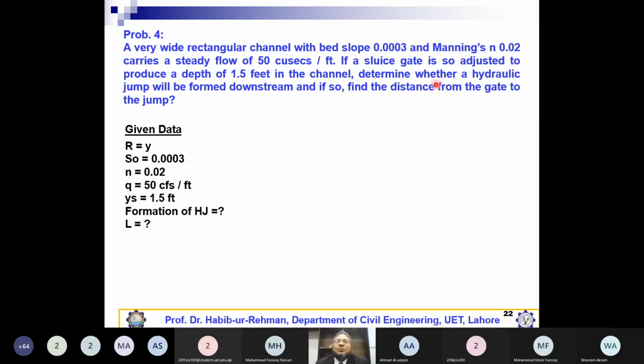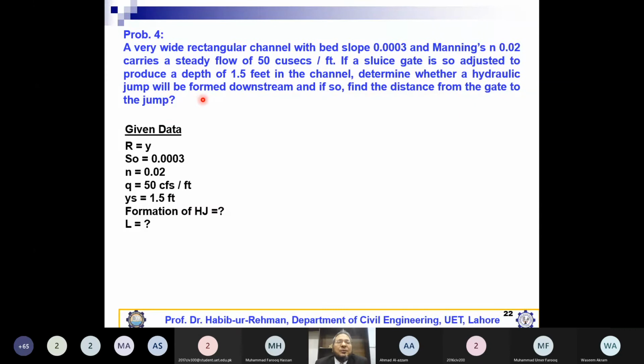And Manning's n is 0.02. So the n value is this. It carries a steady flow of 50 cubic feet per second per foot, so small q value is this. Now he's saying that if a sluice gate is so adjusted to produce a depth of 1.5 feet in the channel, so what is 1.5 feet? It is the opening of the sluice gate. So the sluice gate is closed so that the opening remains 1.5 feet.